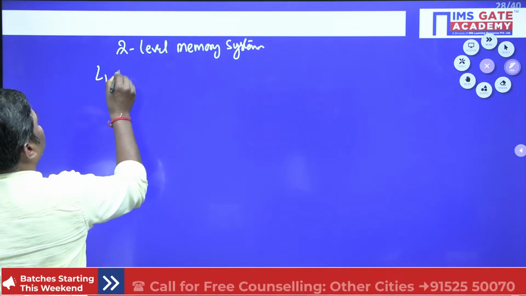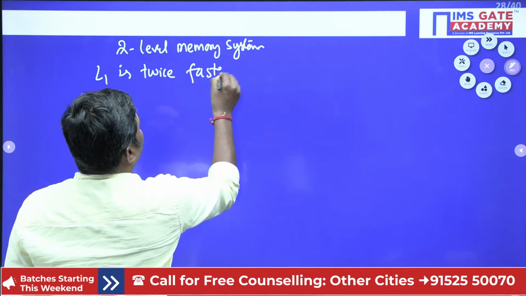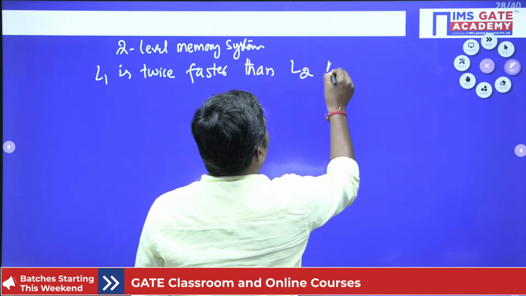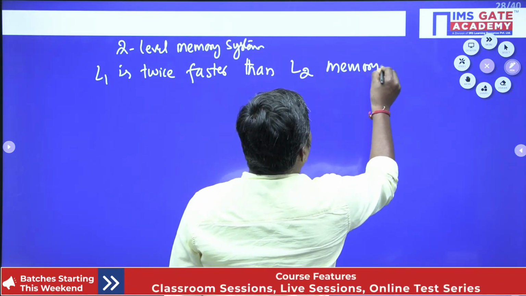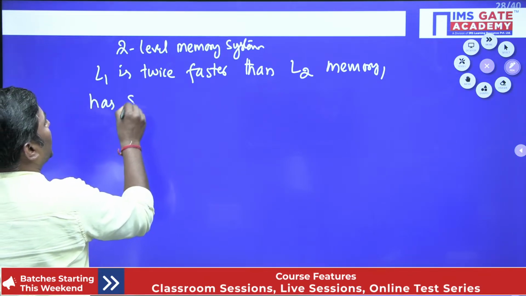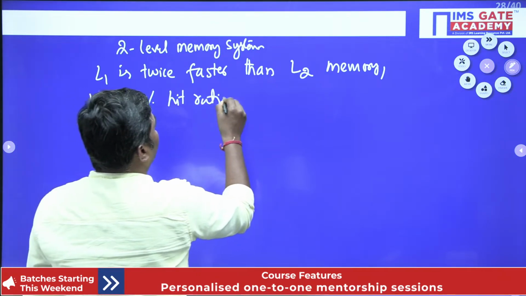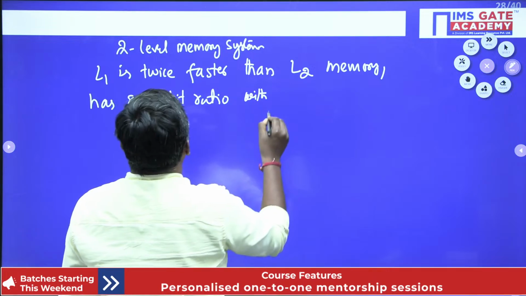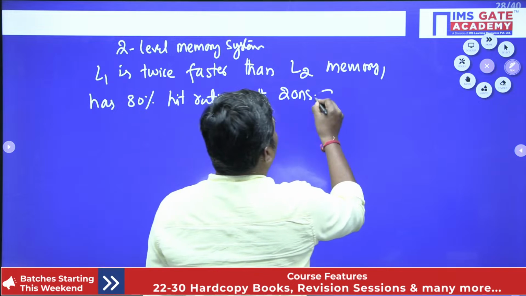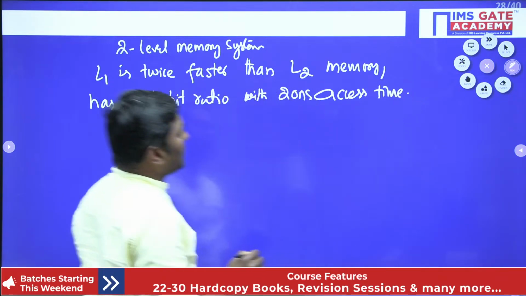So L1 is twice faster than the L2 memory system. L2 memory has an 80% hit ratio with 20 nanosecond access time. So this is the given data.